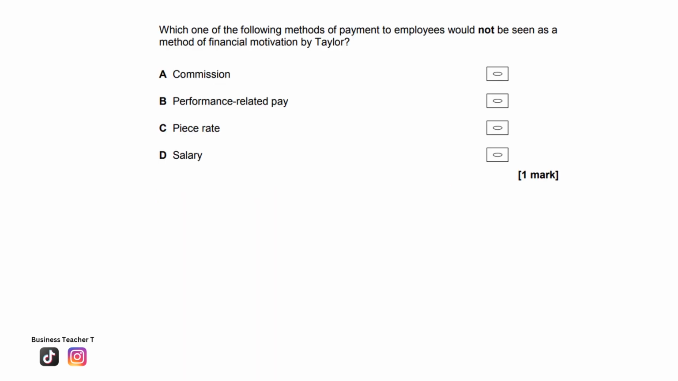Which one of the following methods of payment to employees would not be seen as a method of financial motivation by Taylor? A. Commission, B. Performance-related pay, C. Piece rate, or D. Salary? The answer is D. Salary.